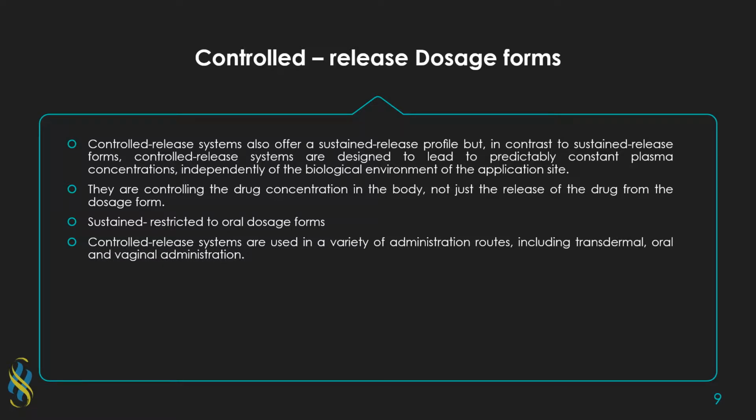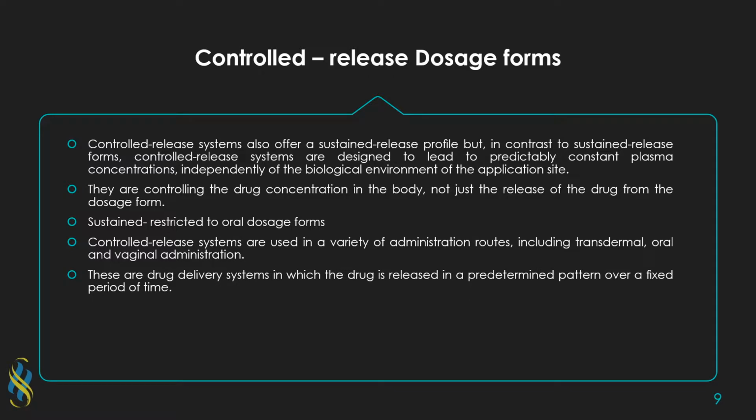Controlled release of drugs from a dosage form may be achieved by the use of so-called therapeutic systems. These are drug delivery systems in which the drug is released in a predetermined manner over a fixed period of time. The release kinetics is usually zero order. In contrast to sustained release systems, the dose in a therapeutic system is of less importance than the release rate from the therapeutic system.